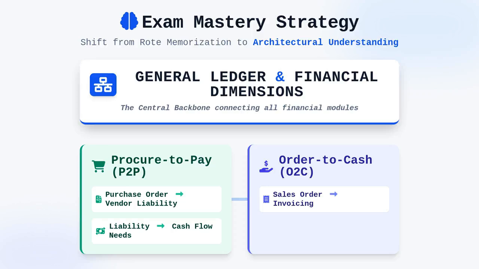Recognizing that the order-to-cash cycle mirrors this process in reverse helps you identify the dependencies between sales orders, invoicing, and the subsequent reconciliation in your bank modules. If you can trace the flow of a single transaction from its source document through to the ledger posting, you have already mastered the most complex logic the exam asks of you.